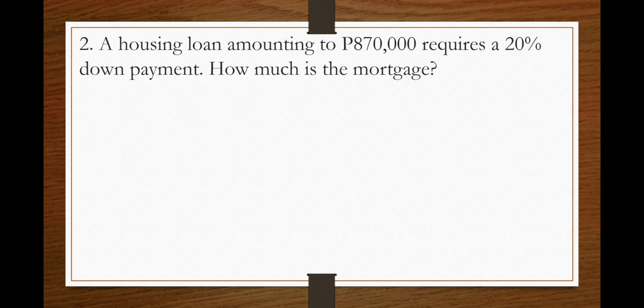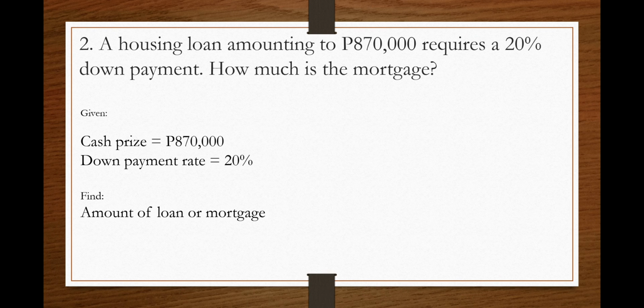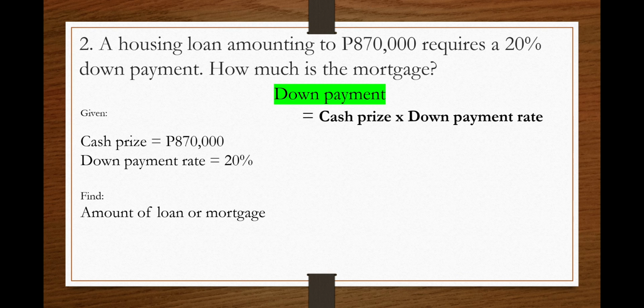And second problem, a housing loan amounting to 870,000 requires a 20% down payment. How much is the mortgage? So given in the problem, cash price is 870,000 pesos, down payment rate is 20%, and what we're going to find is the amount of loan or mortgage. So to find the down payment, that is the cash price times the down payment rate, wherein cash price is 870,000 and the down payment rate is 20% or 0.20. And 870,000 times 0.20 is equal to 174,000 pesos. So that's the down payment.